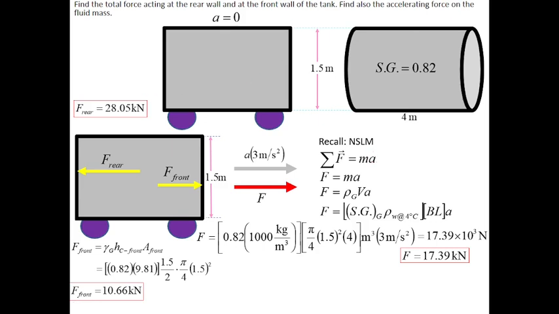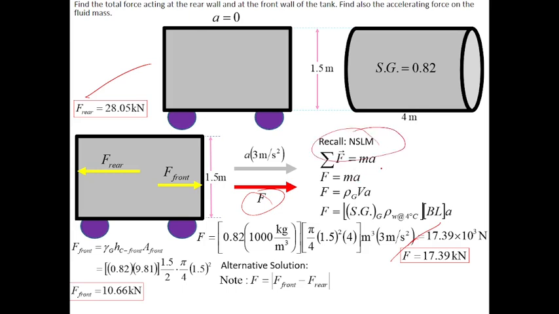So as you notice, the force at the front is not the same as the force at the rear part. And since we are to solve for F, how do we find F? This is the accelerating force on the fluid mass. So note that F equals F front minus F rear. So that is what we already solved for F, using the concept of Newton's second law of motion, mass times acceleration, that's how we got F.